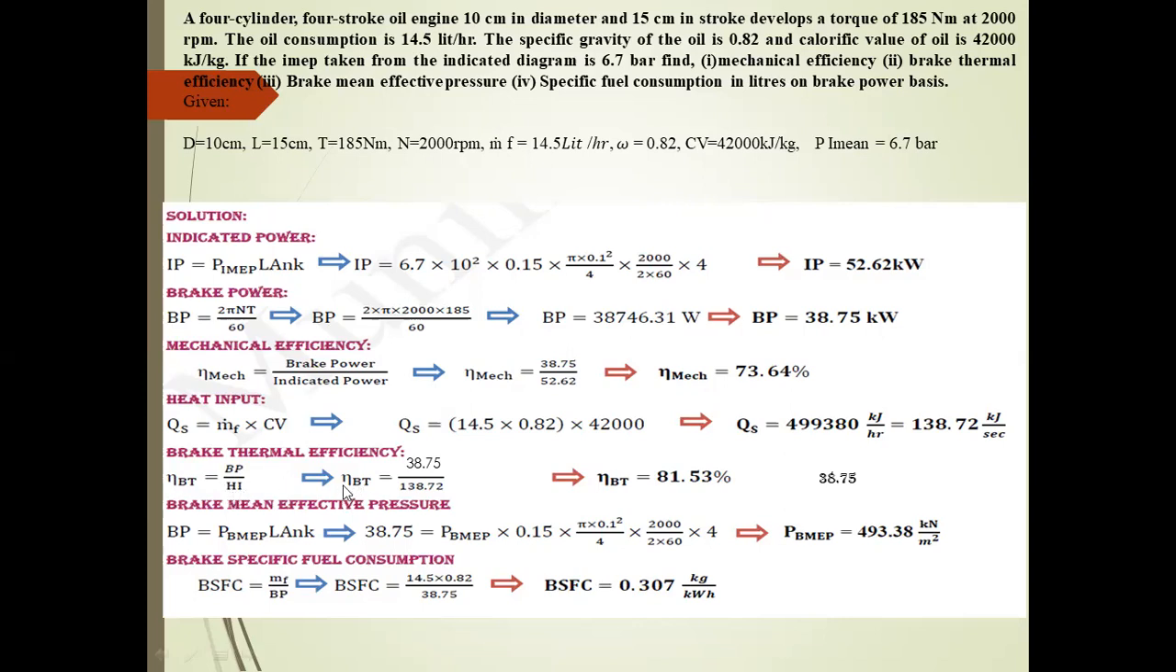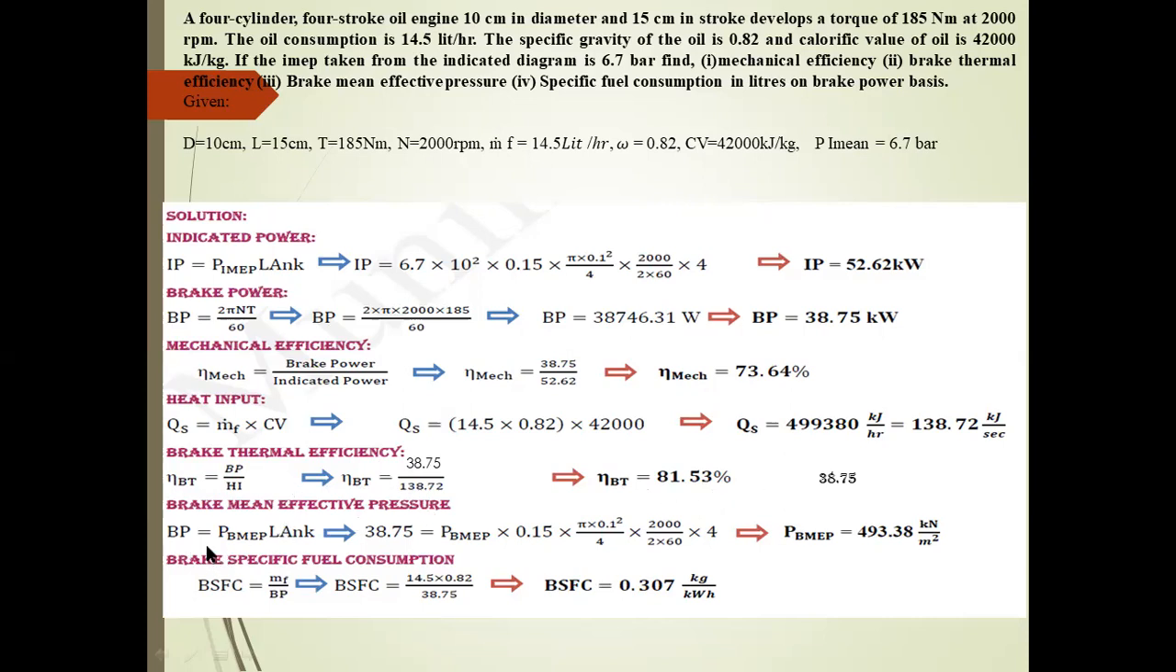From that, the thermal efficiency is equal to the brake power, 38.75, divided by the heat input, 138.72. So finally we get the brake thermal efficiency as almost 81.53 percent. Next, the brake mean effective pressure.